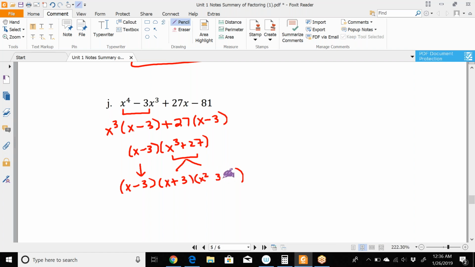And then we have x times x, which would be x squared. x times 3 is 3x. 3 times 3 is 9. Same as the original sign, opposite to the original sign, always positive. Remember SOAP. So this one does not factor any further. There's no factors of 9 that are the same sign, because it's positive 9, and add to a negative 3.